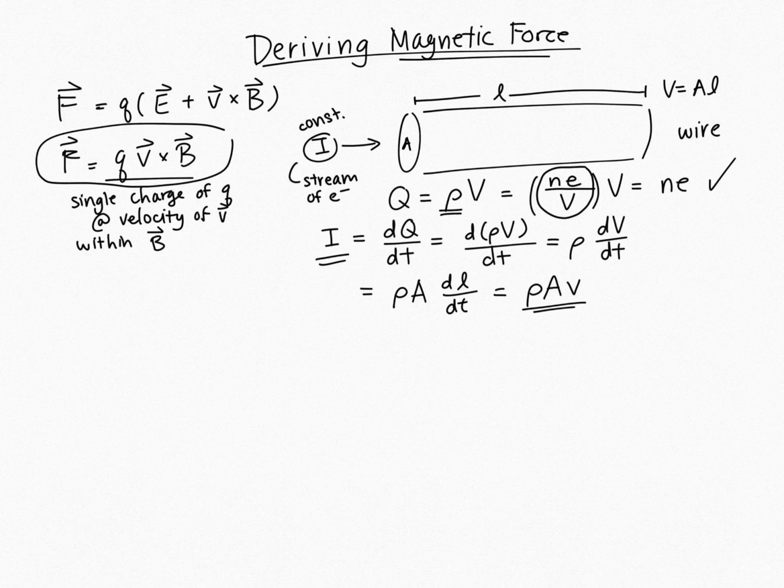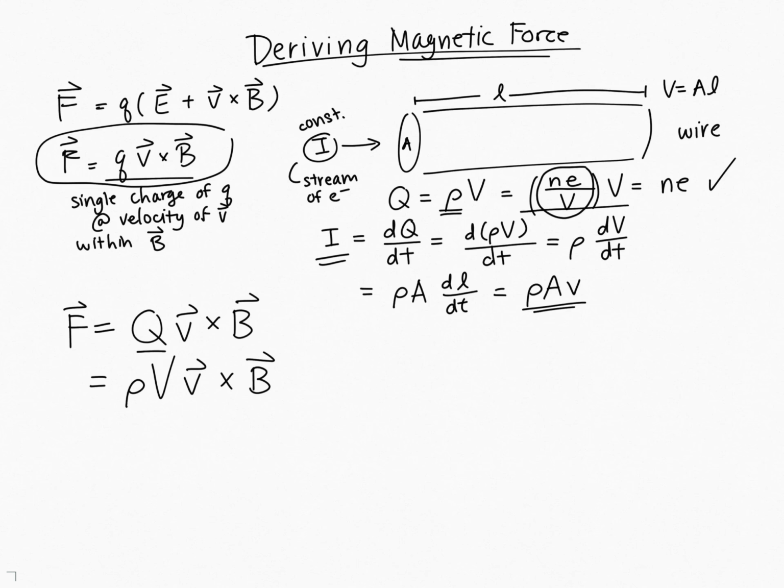Well, what happens when we look back at what we have in F and try to figure something out? So we have that F is going to equal, in this case, I'll call it big Q, because it's not just a single charge, but many charges, times V cross B. And once again, we found that Q here was equal to this expression. So we have that Q is equal to rho times V, and the velocity cross B.